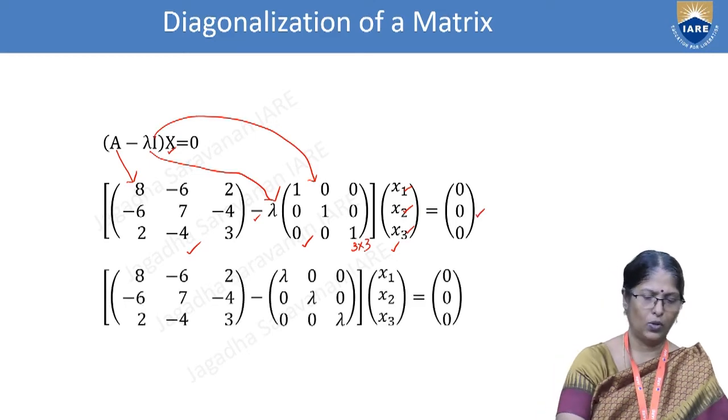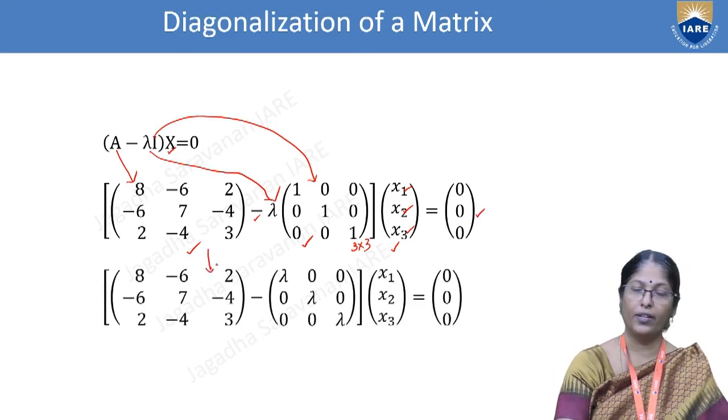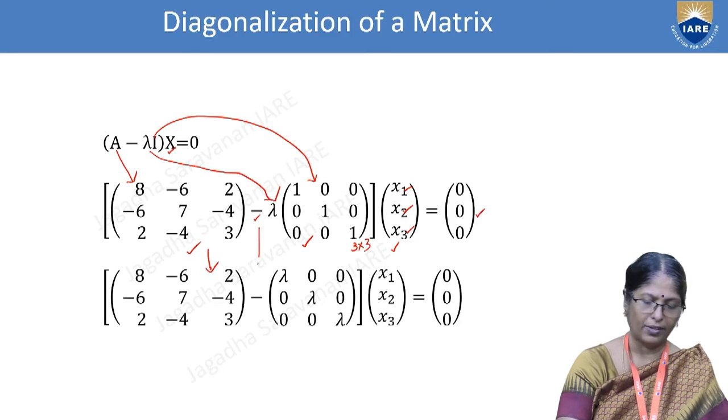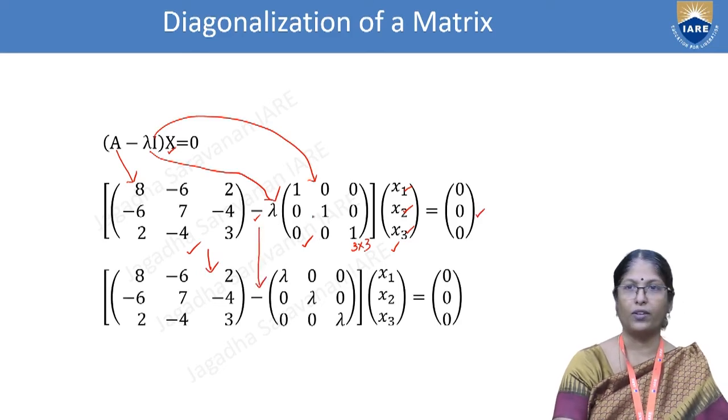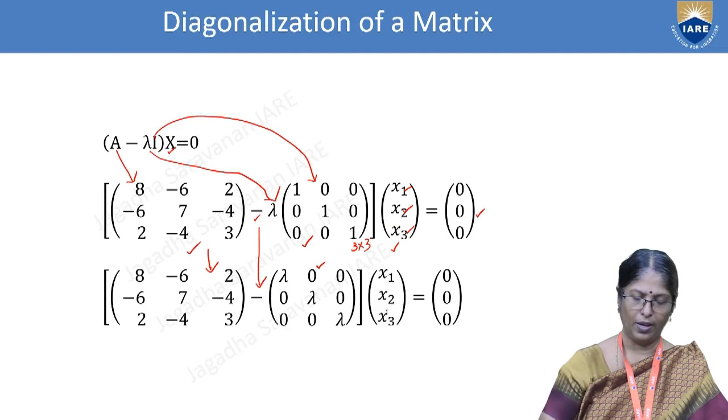Now this is copied as it is and the minus sign as it is. The lambda we are taking inside, lambda, and it is copied X1, X2, X3.